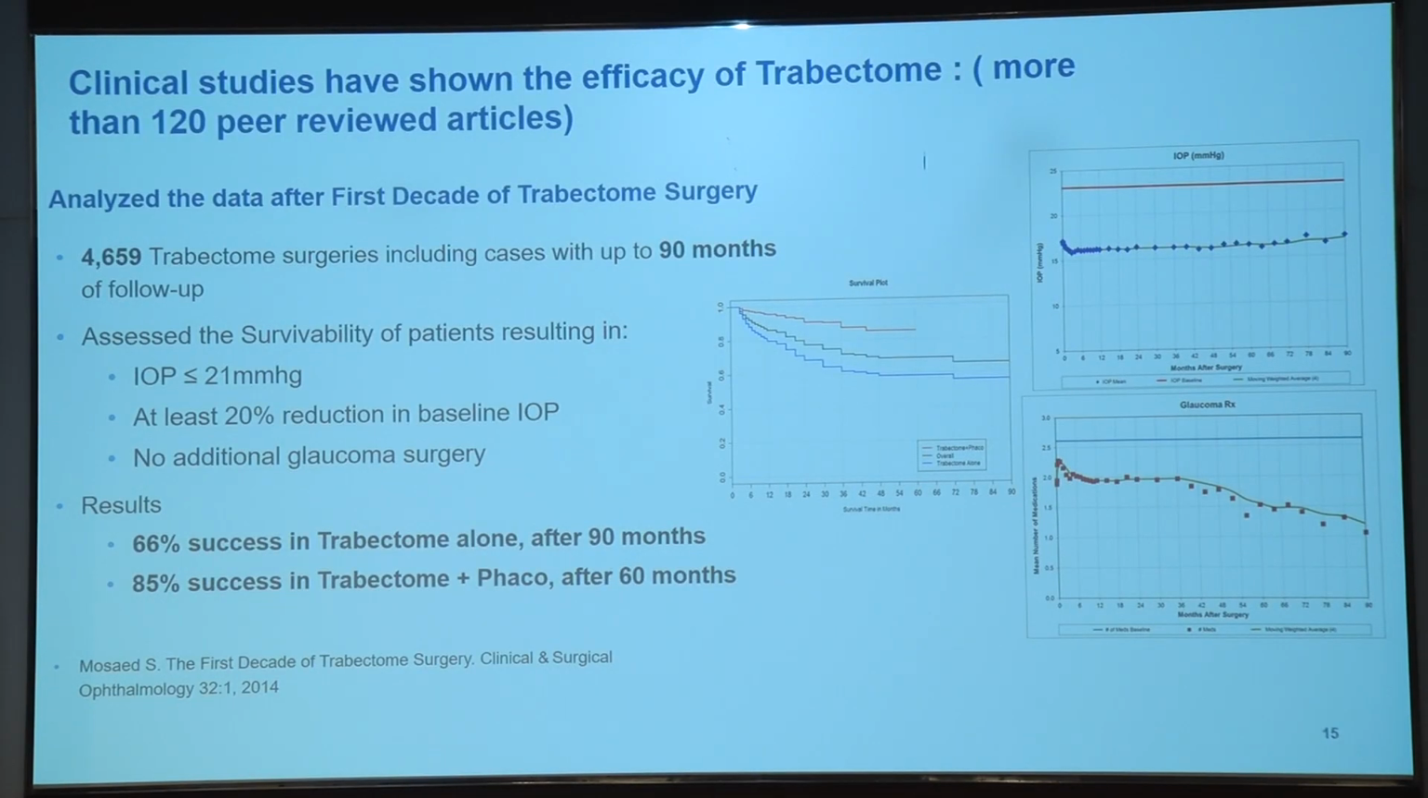So there are various studies which have shown the efficacy of trabectome, and this was the first analysis wherein almost 5,000 trabectome surgeries were analyzed for a period of 90 months, and they assessed the survivability of patients resulting in IOP less than 21 millimeter mercury, and at least 20% reduction in the baseline IOP and no additional glaucoma surgeries. The survival analysis showed 66% success in trabectome alone and 85% in phacotrabectome.